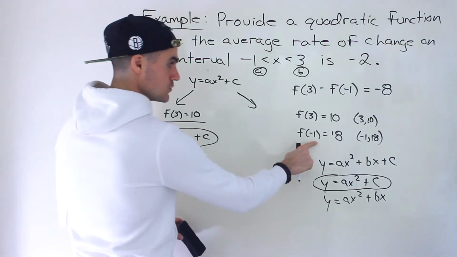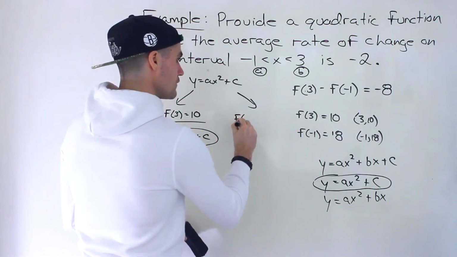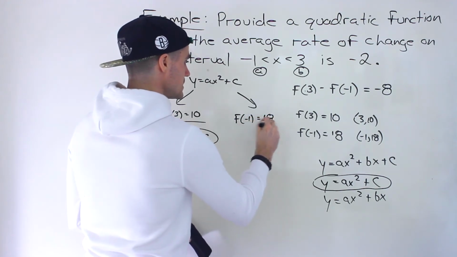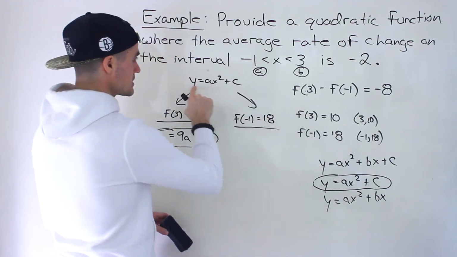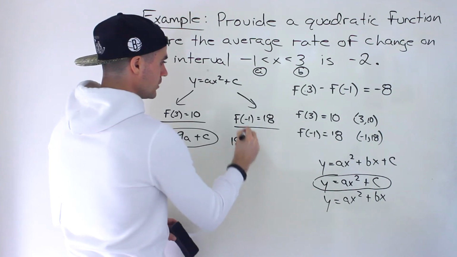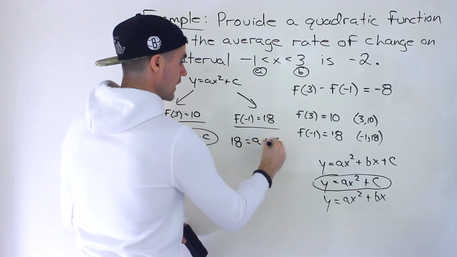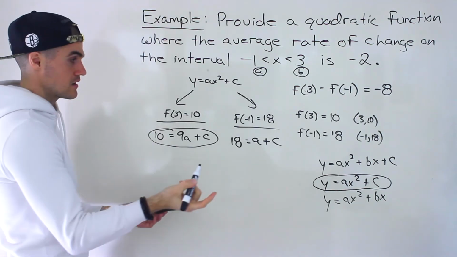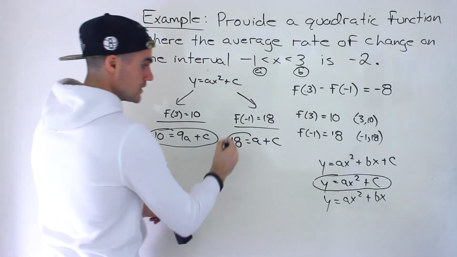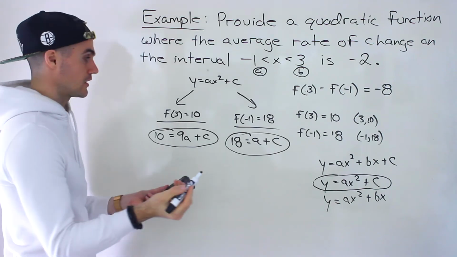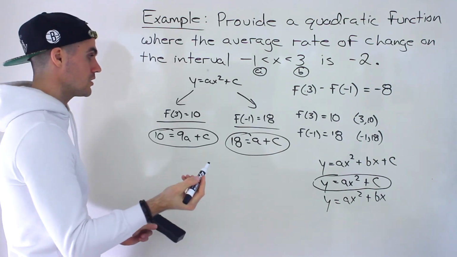And then the second equation we can make with this. So we'll have f of negative 1 equals 18. So 18 is the y value. Plug in negative 1 for x. Negative 1 to the power 2 is 1 times a gives us a, and then we'll have plus c. And then that's the second equation. So we got 2 equations and 2 unknowns. And so we're all good to go.